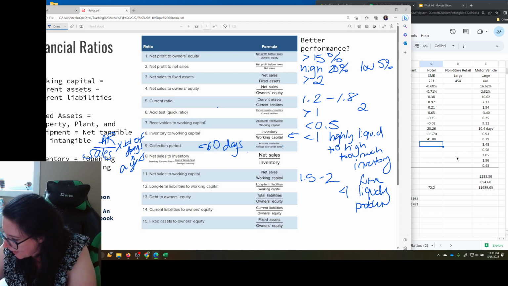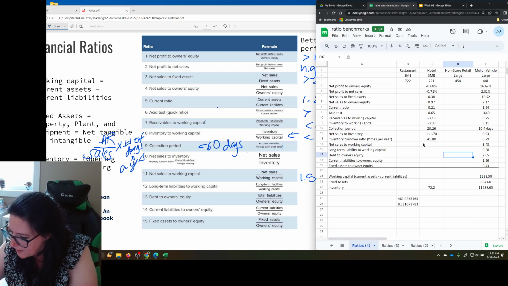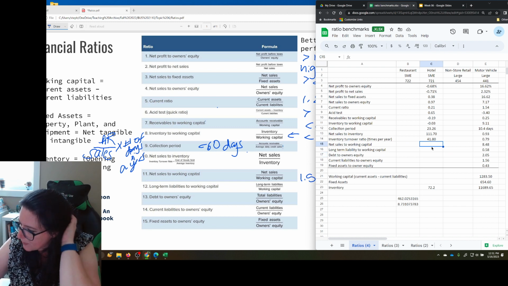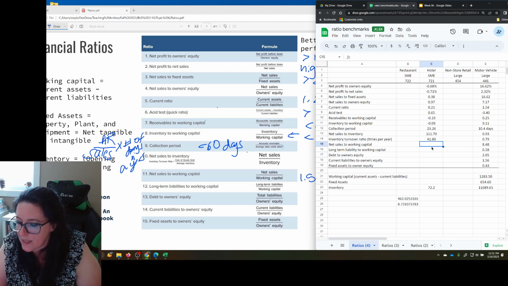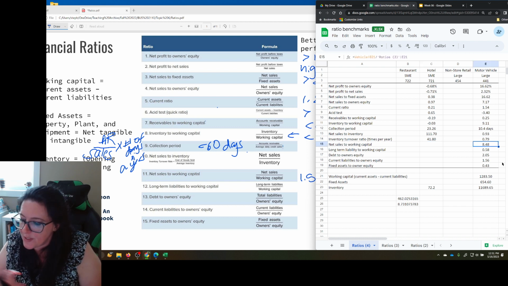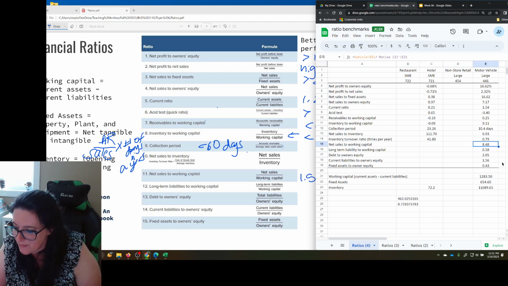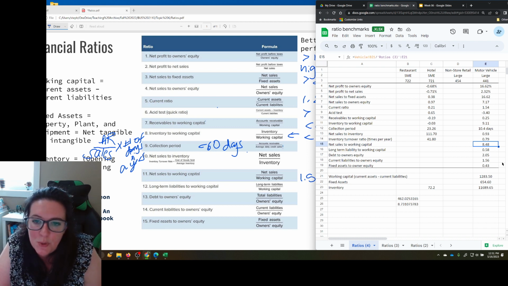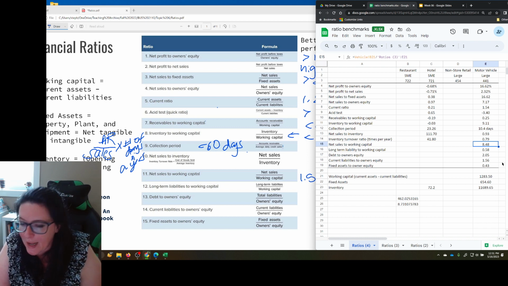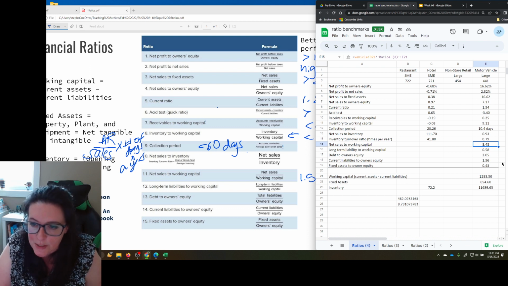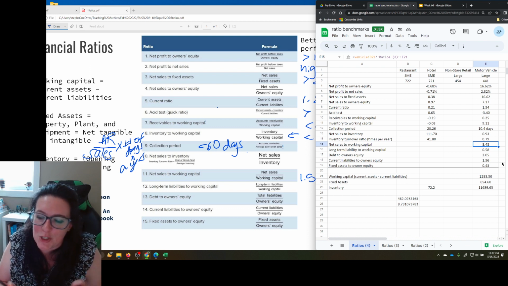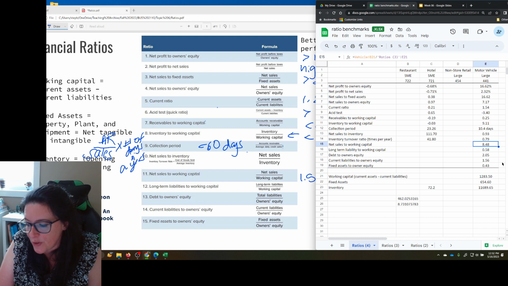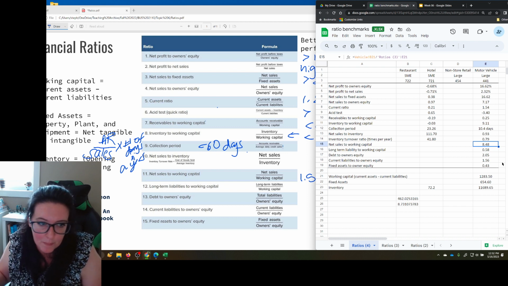So let's take a look at our net sales to working capital in terms of these different industries. So we look at motor vehicles here. They're sitting at 8.48. They have lots of revenue here compared to, remember, working capital are your current assets minus your current liabilities. So it is the cash. It's what you have in order to fund those operations. So here we have a higher number here.